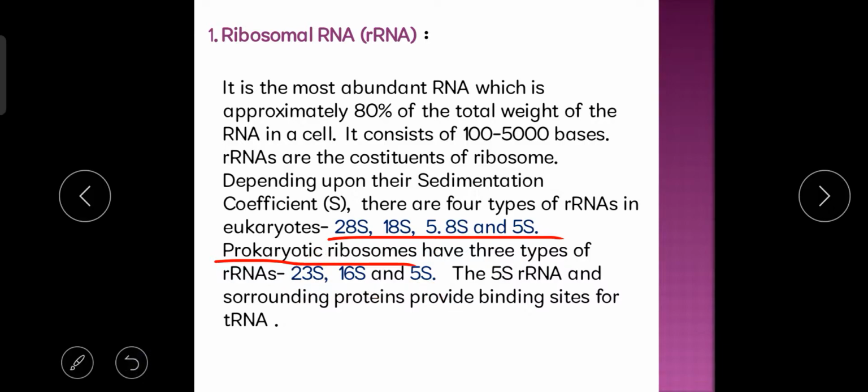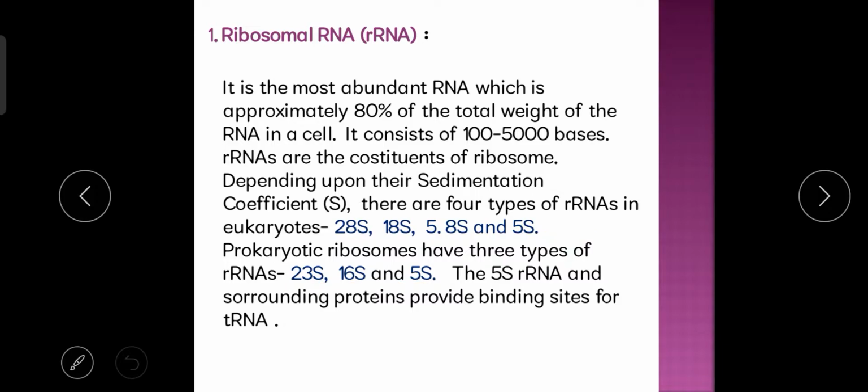Remember the names of the ribosomal RNAs found in the eukaryotic cell. These are 28S, S for sedimentation coefficient, then 18S, 5.8S and 5S. And in the prokaryotic cell, the ribosomal RNAs are 23S, S meaning sedimentation coefficient, then 16S and 5S. Okay, so what is the function of the 5S?